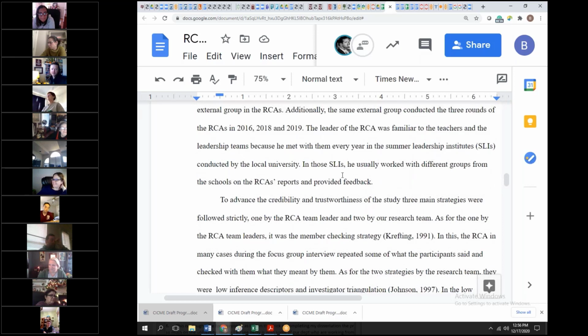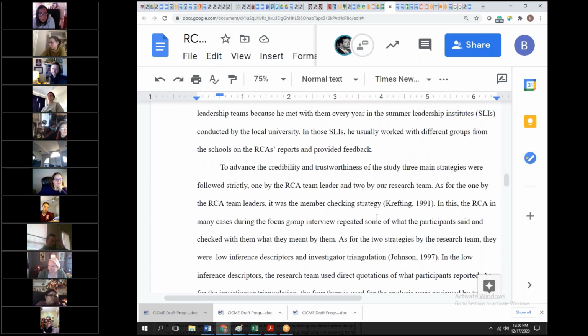But the other thing that we did, let me see. I was going to show you this. Of course, we're just in draft form still down in here. But as for the one by the research team members, it was the member checking strategy. So we're talking about this, and then we say member checking strategy. And that is a reference to a member checking strategy right there, Crafting 91.